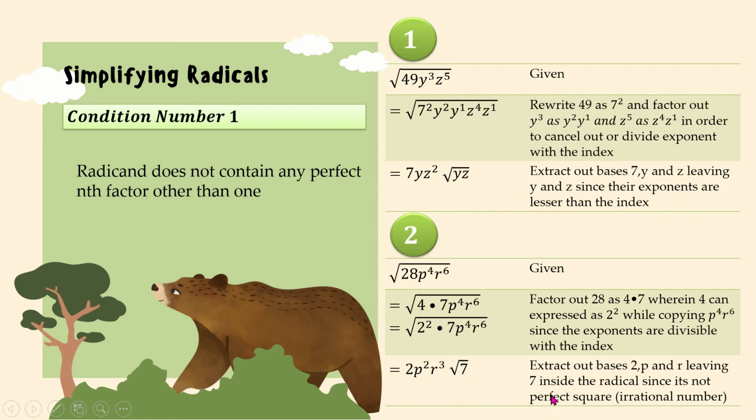Okay? So, this one, we extracted out bases 2, p, and r, leaving 7 inside the radical symbol since it is not perfect square, or 7 is an irrational number. So, siya ang gipasabot nga radicand does not contain any perfect nth factor. So siya ang nabiling factor nga dili perfect square.